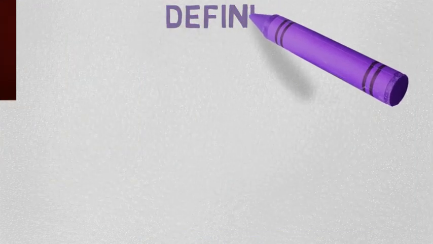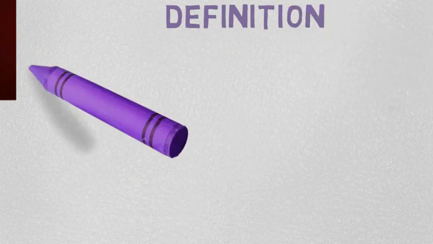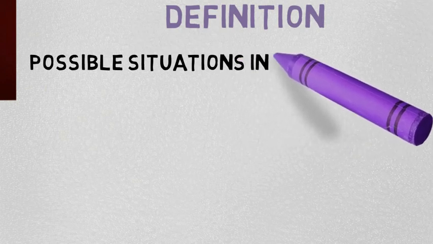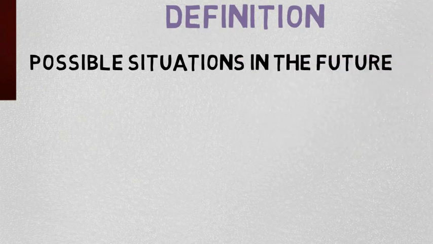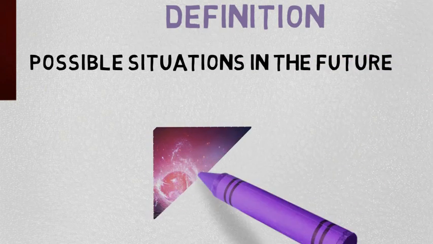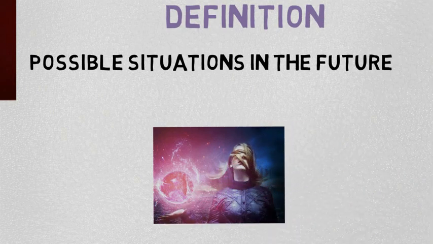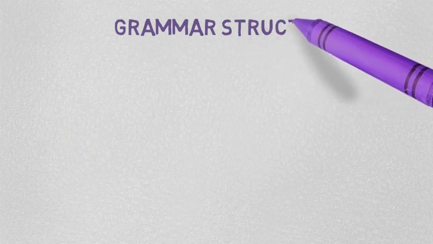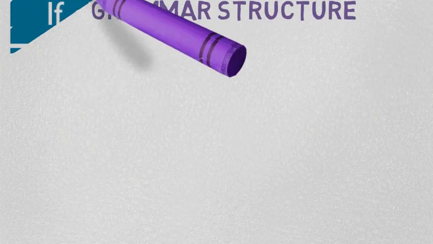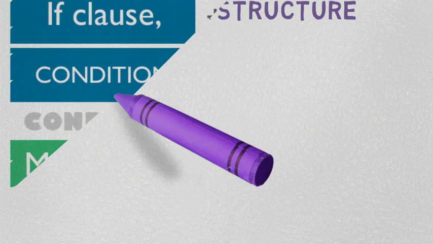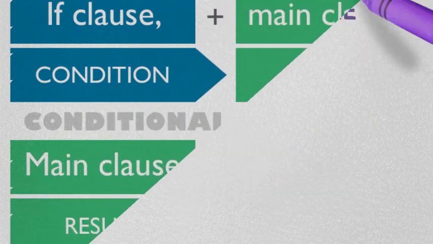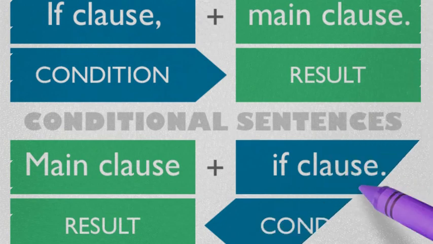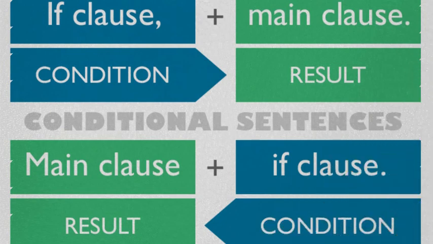Now, we are going to define what the first conditional is. When we talk about the first conditional, we talk about possible situations in the future. The grammar structure is the following: the if clause plus the main clause. In other words, the first one is the condition and the second is the result. Or we can say the first is the main clause and then the if clause.